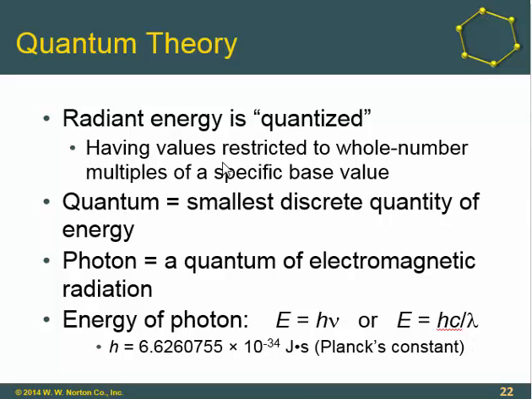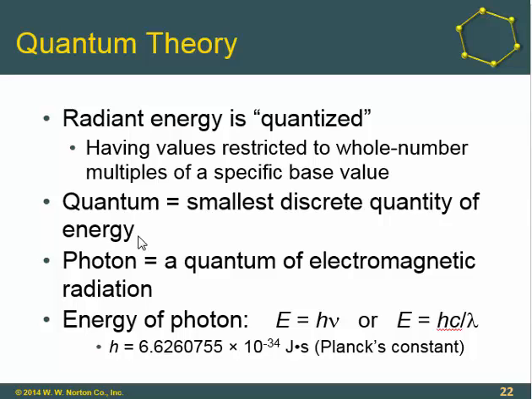So, what the line spectrum helps scientists figure out is that these lines represent very specific energies that electrons in an atom can have. And this energy is what they call quantized. It can only have values restricted to whole number multiples of a specific base value. So quantum, we need the smallest discrete quantity of energy.